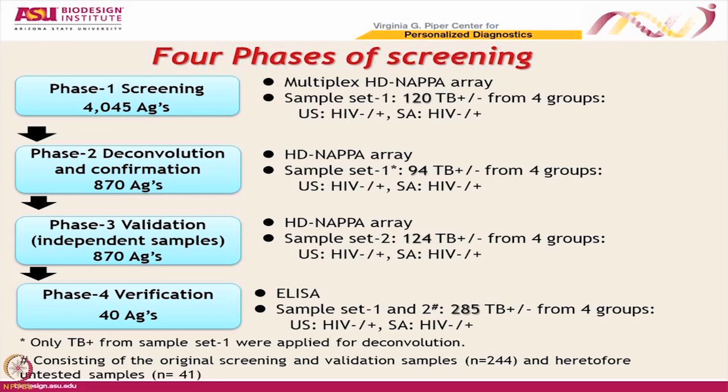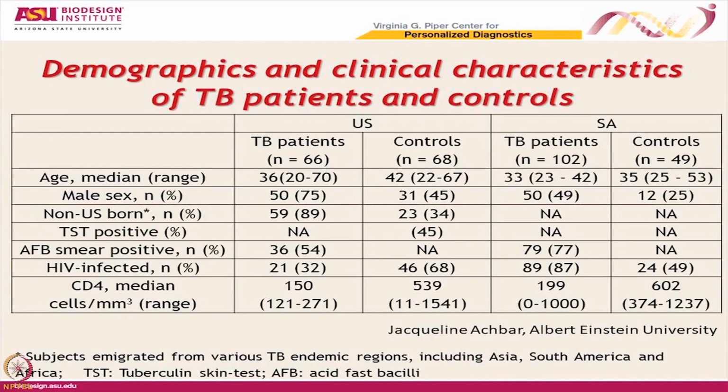In phase 1, we screened 4,000 antigens, which is the entire proteome of TB. Phase 2, we did a deconvolution on what turned out to be about 870 antigens. We did those 870 antigens on an independent set of samples, and then we did an ELISA verification on the best 40 of all those. All right, and then this kind of gives you a breakdown. Our samples, I think I have a better slide for that part. Yeah, this is a breakdown of the samples that we had.